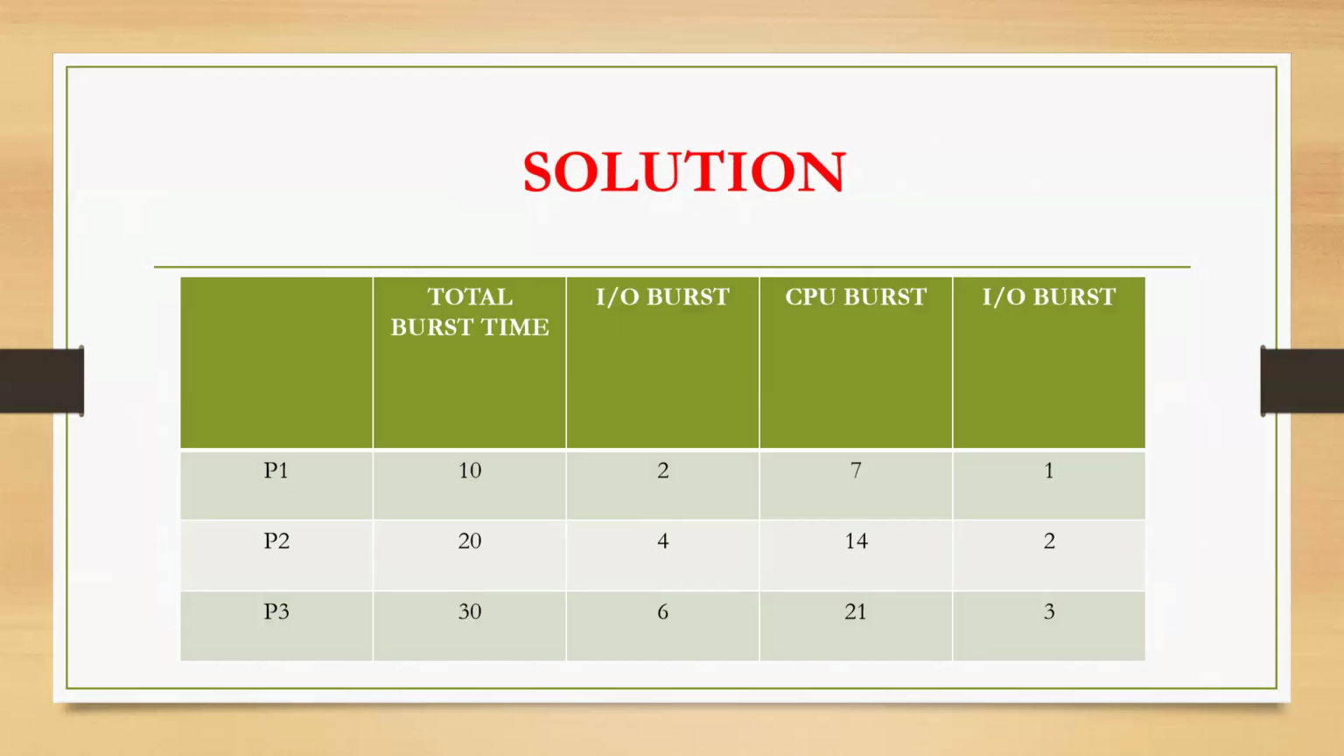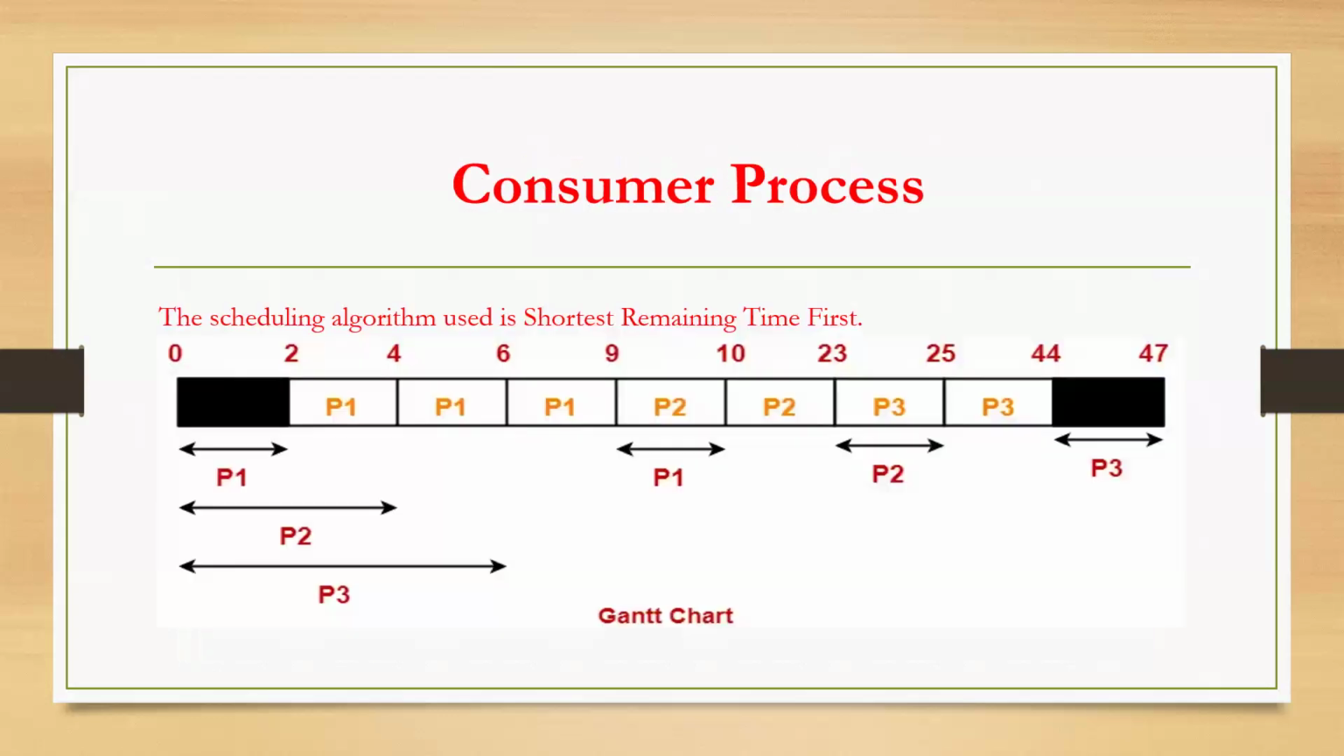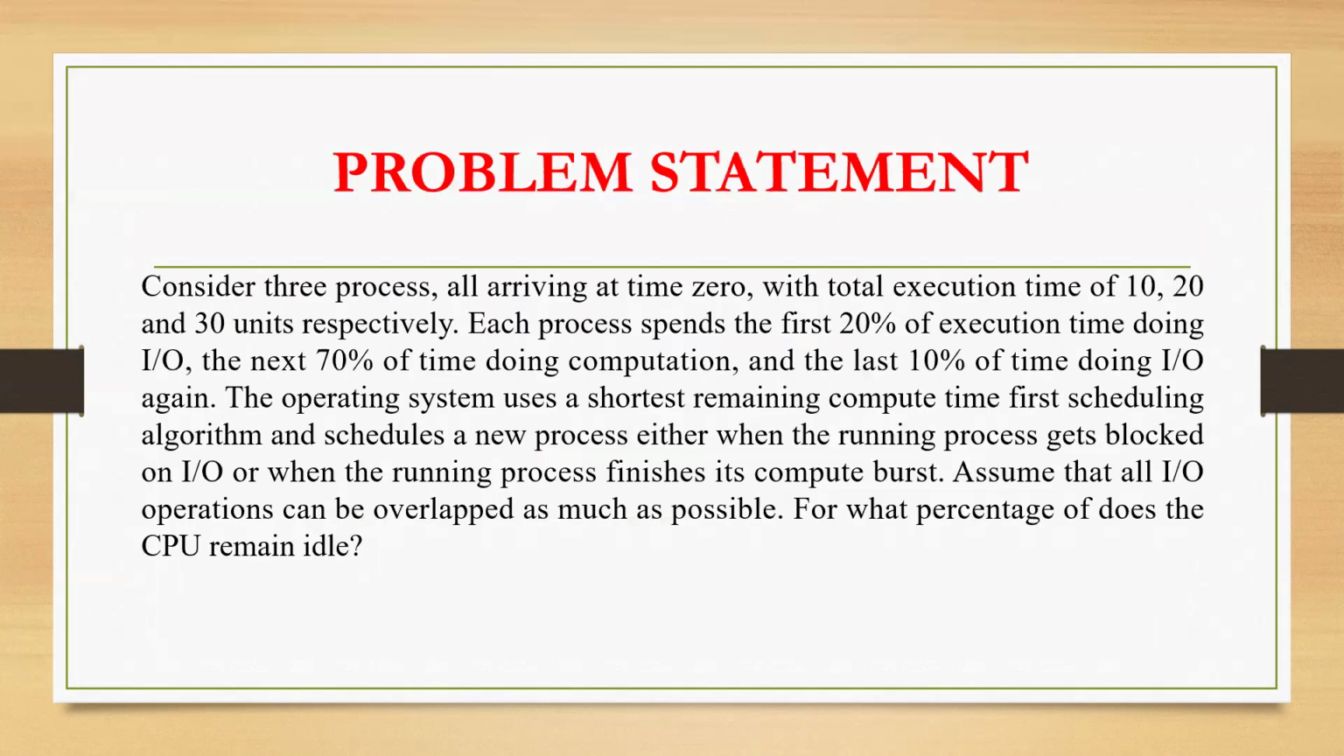The next 21 units will be allocated for P3. So 23 plus 21, 44. At time 44, the P3 process will be completed. Then the remaining 3 units will be idle. The CPU doesn't do anything because all 3 processes have completed their tasks. So that is idle.